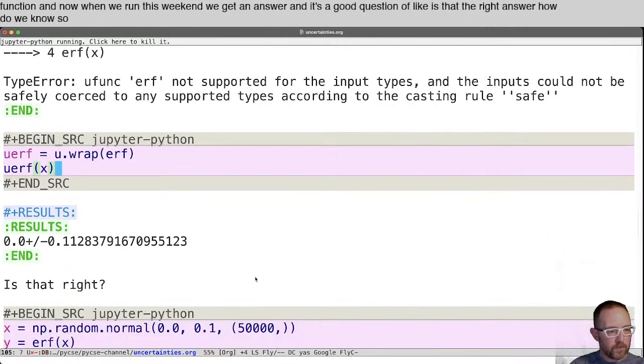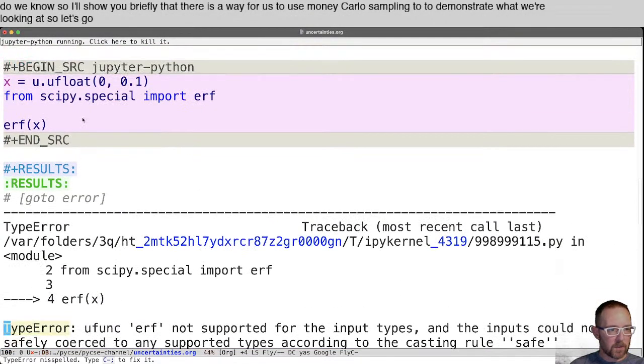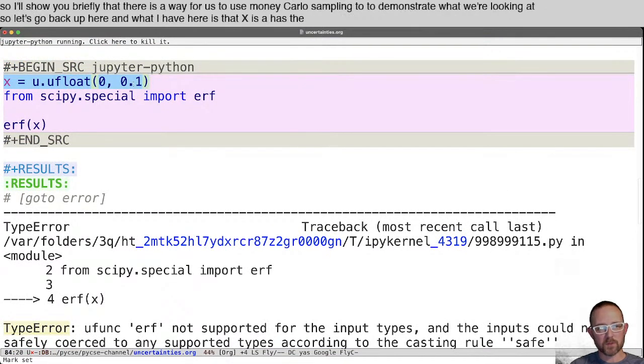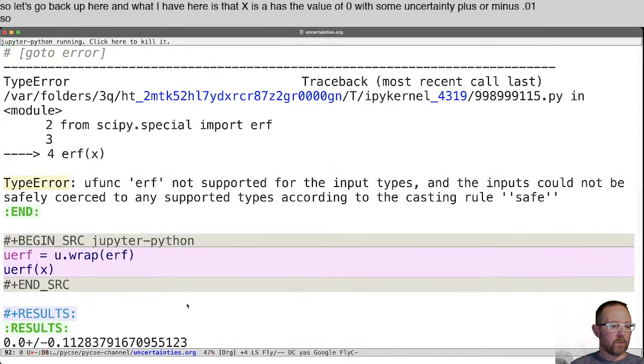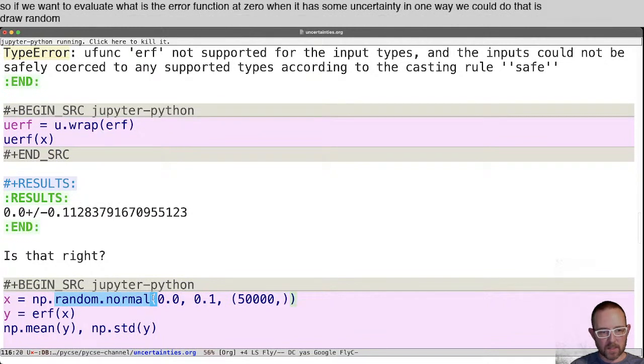I'll show you briefly that there is a way for us to use Monte Carlo sampling to demonstrate what we're looking at. Let's go back up here, and what I have here is that x has the value 0 with some uncertainty, plus or minus 0.01. If we want to evaluate what the error function is at 0 when it has some uncertainty in it, one way we could do that is draw random samples from the normal or Gaussian distribution.